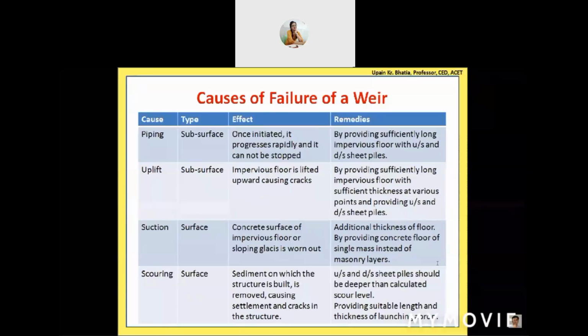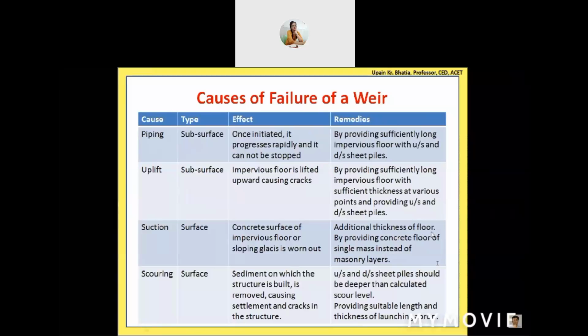When the velocity increases to such a great extent that the pressure becomes lower than the atmospheric pressure, then the concrete structure, the floor or the glacis or the spillway on which the water is sliding, the water will have a suction effect on that floor, and any loose aggregate or loose portion of the floor or the concrete surface will be sucked out. So the concrete surface of the impervious floor or sloping glacis is worn out because of this suction effect of high velocity water jets. How to prevent it?